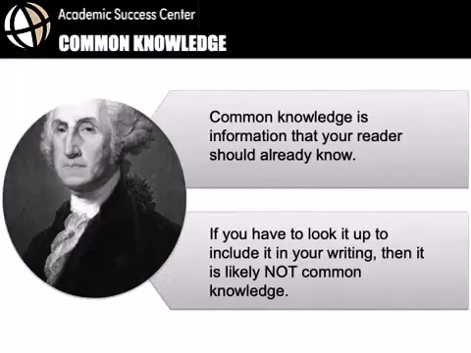First, let's look at common knowledge. There are many misconceptions about common knowledge, and sometimes students may not cite something because they mistakenly believe that it is common knowledge, which can lead to plagiarism. Common knowledge is best defined as information that your readers should already know. Examples of common knowledge include facts like the names of the United States presidents. Basically, if you have to look something up online, whether you Google it or locate it on Wikipedia, it is not common knowledge and must be cited.